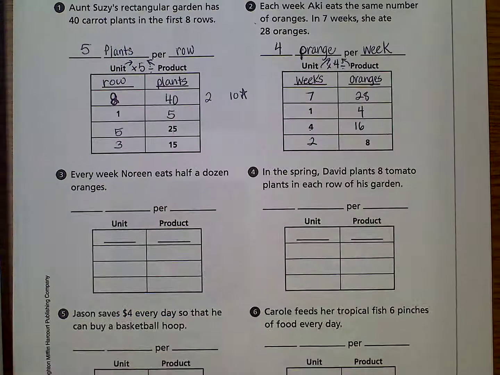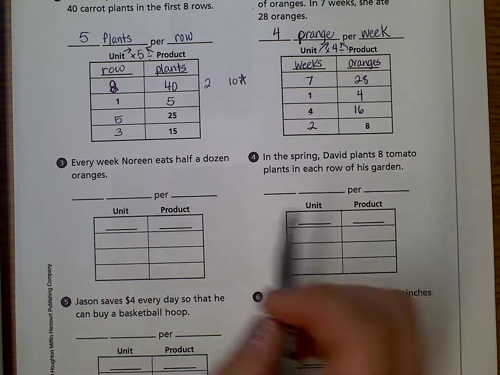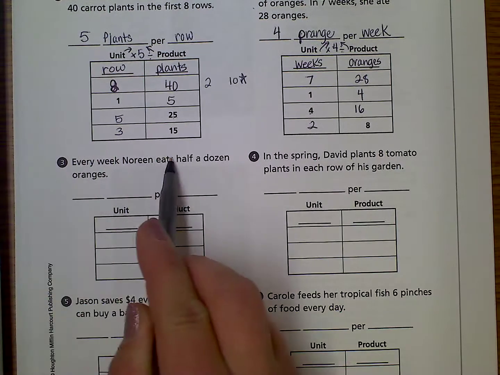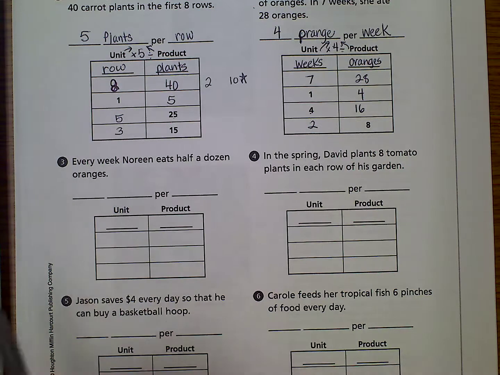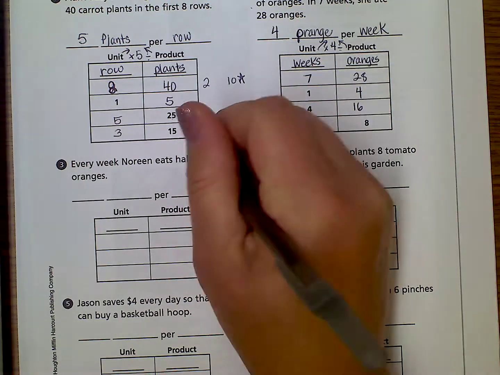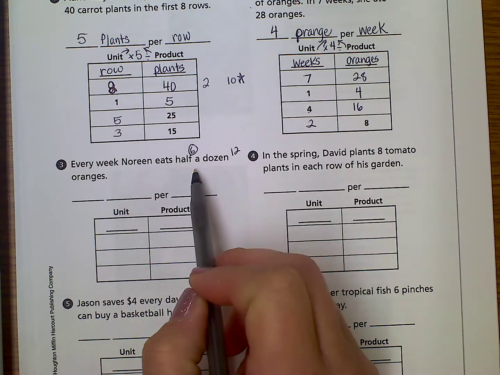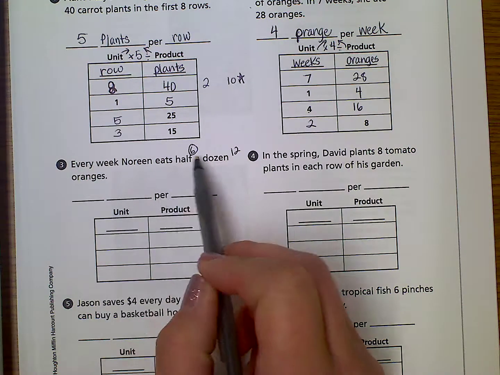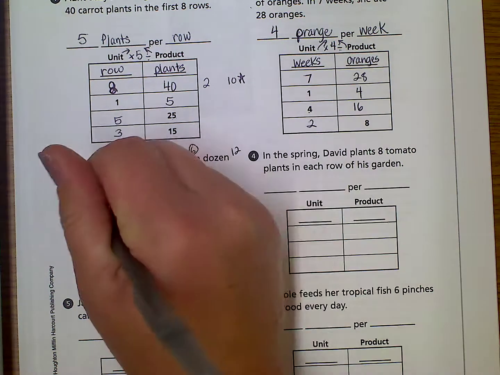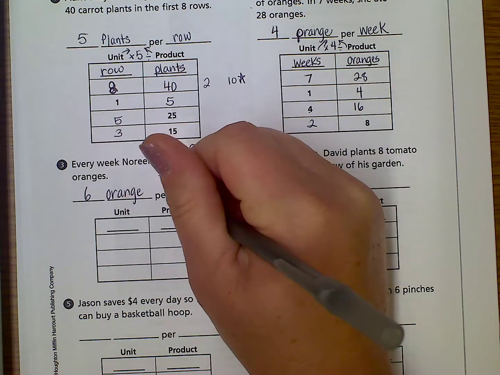Again, those are very strange habits. It's not typical that someone would be so rigid. Every week, Noreen eats half a dozen oranges. This assumes that you know what half a dozen is. A dozen is actually 12, so half of a dozen would be 6. So every week she eats 6 oranges. So she eats 6 oranges per week.